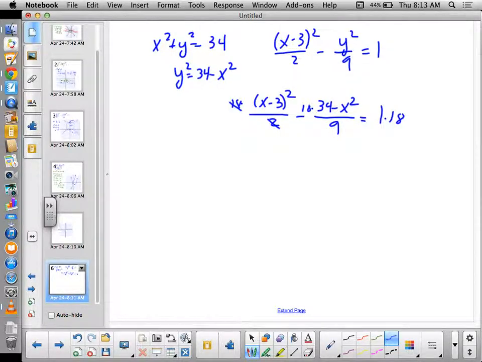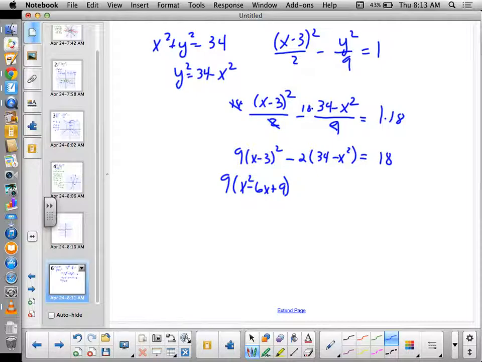Then reduce it. That's 9 times (x minus 3) squared minus 2 times (34 minus x squared) equals 18. Foiling this out, this is 9 times (x squared minus 6x plus 9) minus 2 times (34 minus x squared) equals 18.